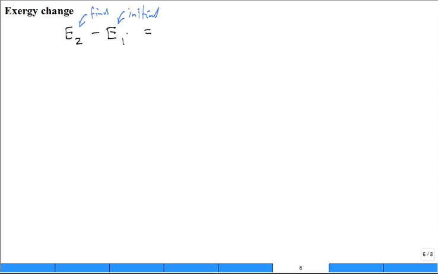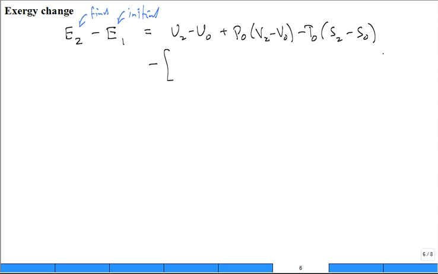So you could do it this way. You say, well, what is the final exergy? That would be U2 minus U naught plus P naught (V2 minus V naught) minus T naught (S2 minus S naught). Then subtract the initial exergy: U1 minus U naught plus P naught (V1 minus V naught) minus T naught (S1 minus S naught).